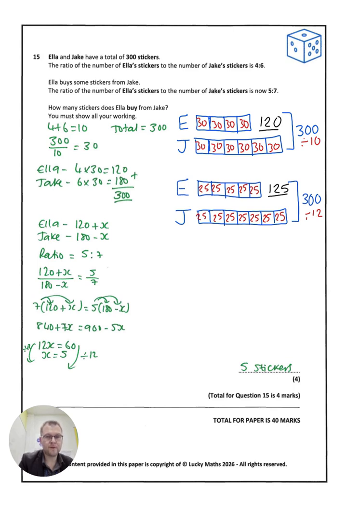So then we can see 5 lots of 25. Ella ends up with 125 stickers. She had 120, which means she's bought 5 stickers. So again, hopefully you can see some good examples of using ratio tables and bar models again.